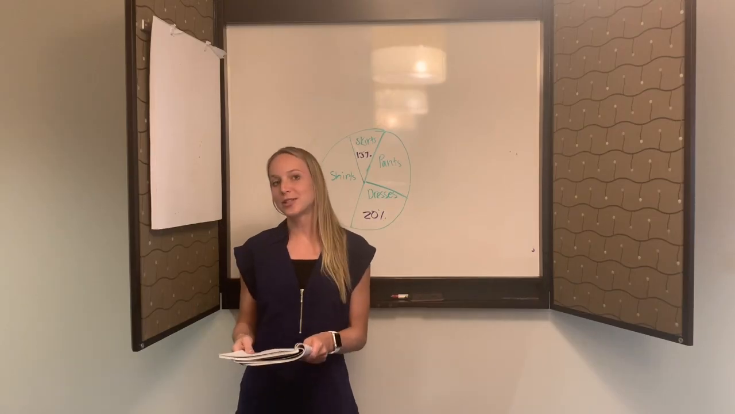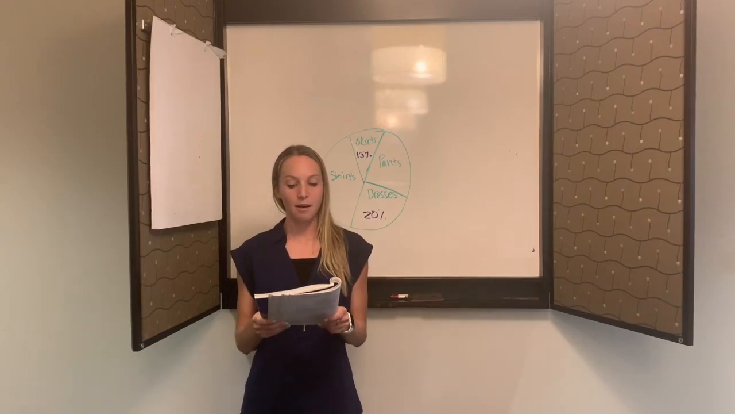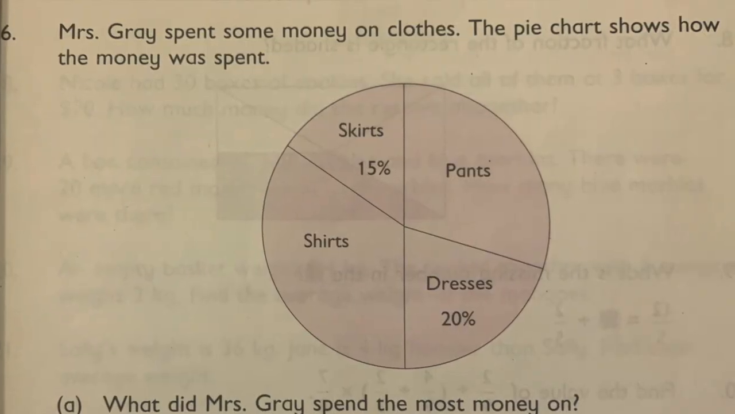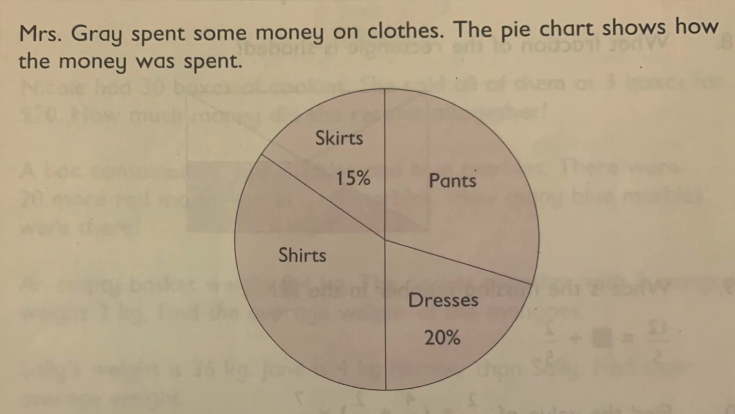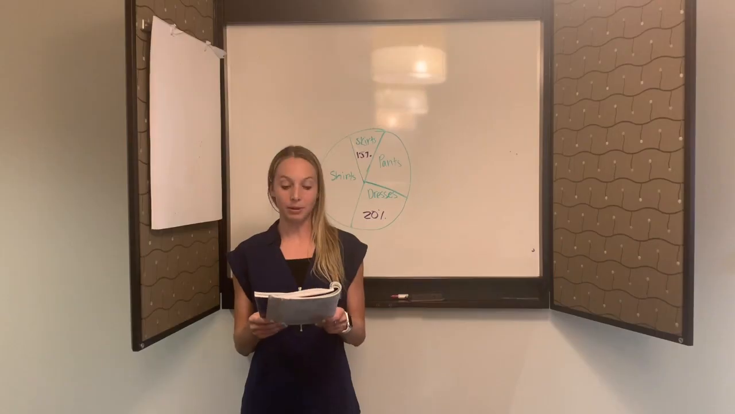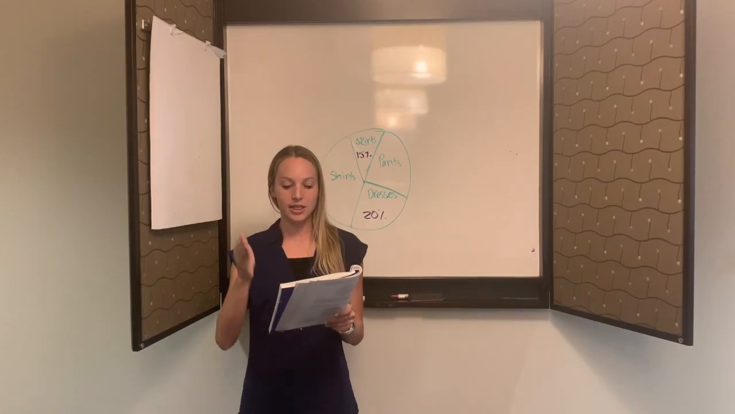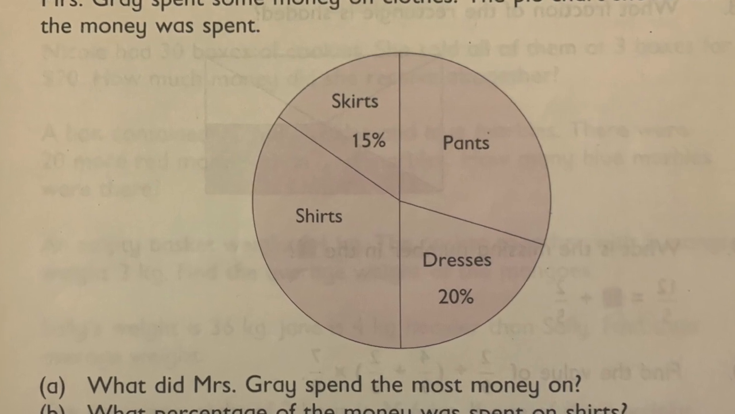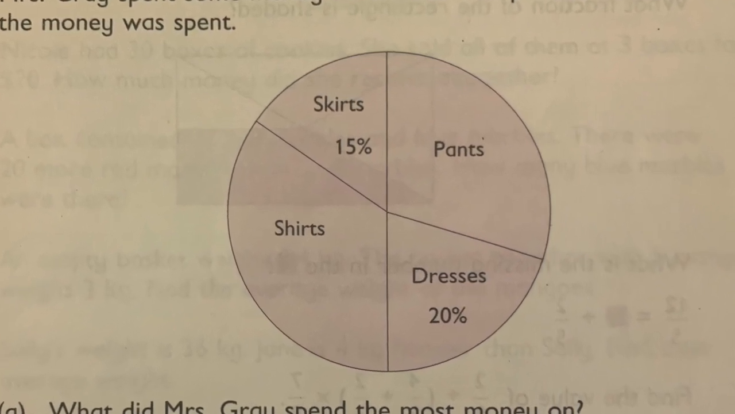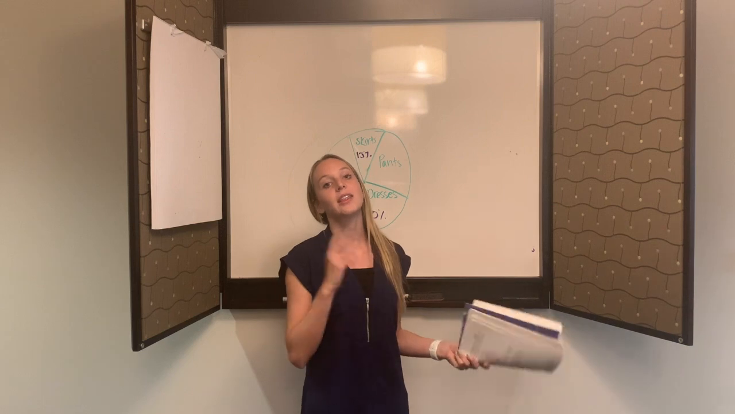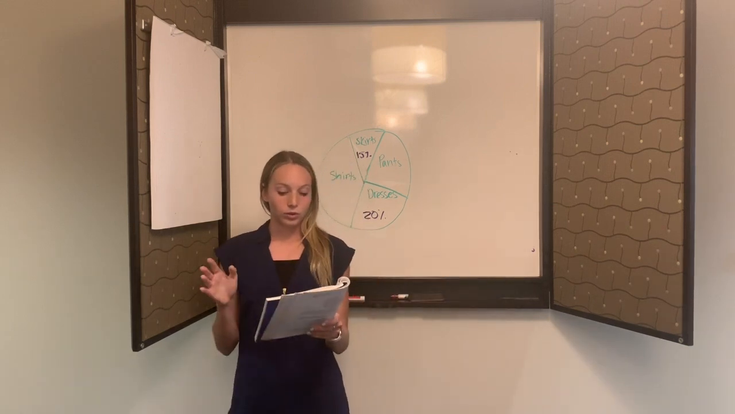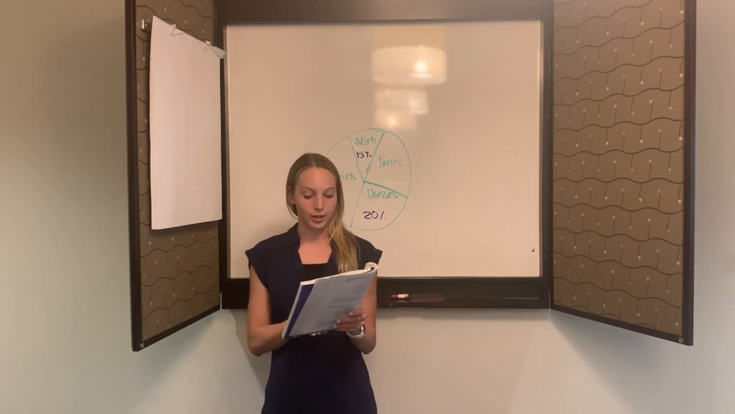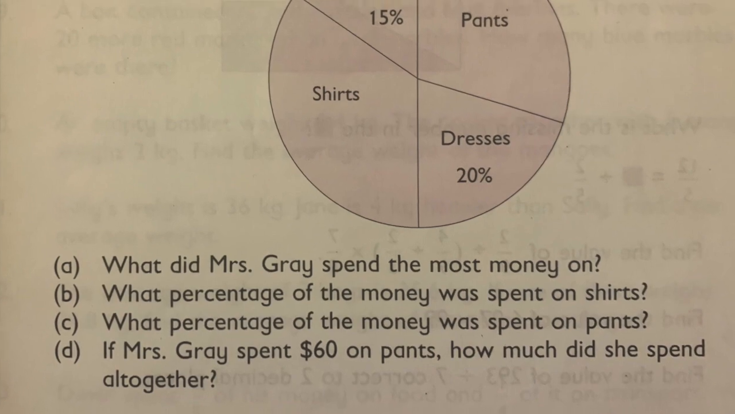Okay, y'all, let's do task 6. Mrs. Gray spent some money on clothes. The pie chart shows how the money was spent. When looking at this pie chart, you can clearly see that there's a straight line down the middle. That means that we know 1/2 equals 50% and the other half will equal 50%. Now, let's not skip ahead like I usually do. A asks, what did Mrs. Gray spend the most money on?